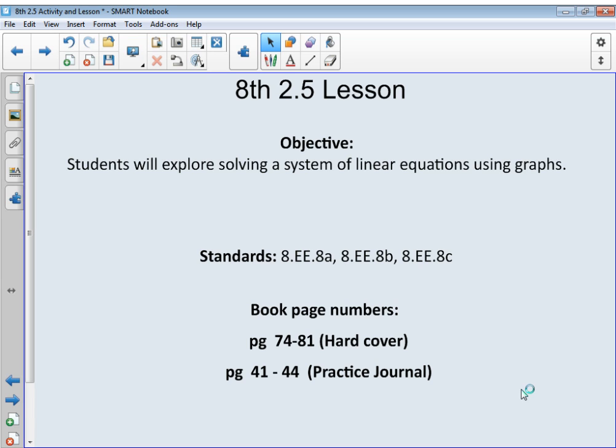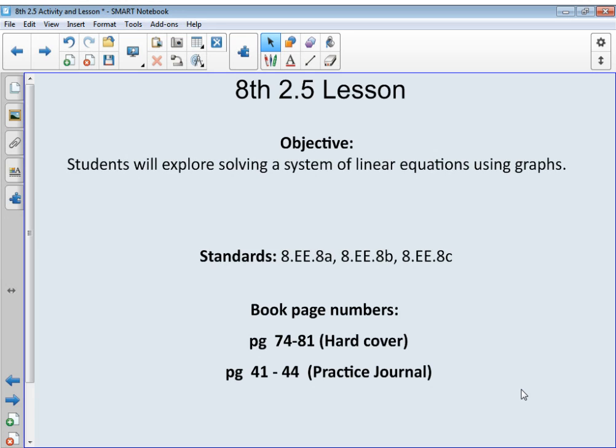Okay, this is 8th grade lesson 2.5. This is part 2 of systems of linear equations. Our standard, once again, is we're going to solve systems of linear equations, but this time we're going to use graphs, so we're going to have pictures to look at. Our standards are still 8.EE.8.A, B, and C. Our page numbers out of the hardcover book are 74 through 81, and out of the practice journal, pages 41 through 44.